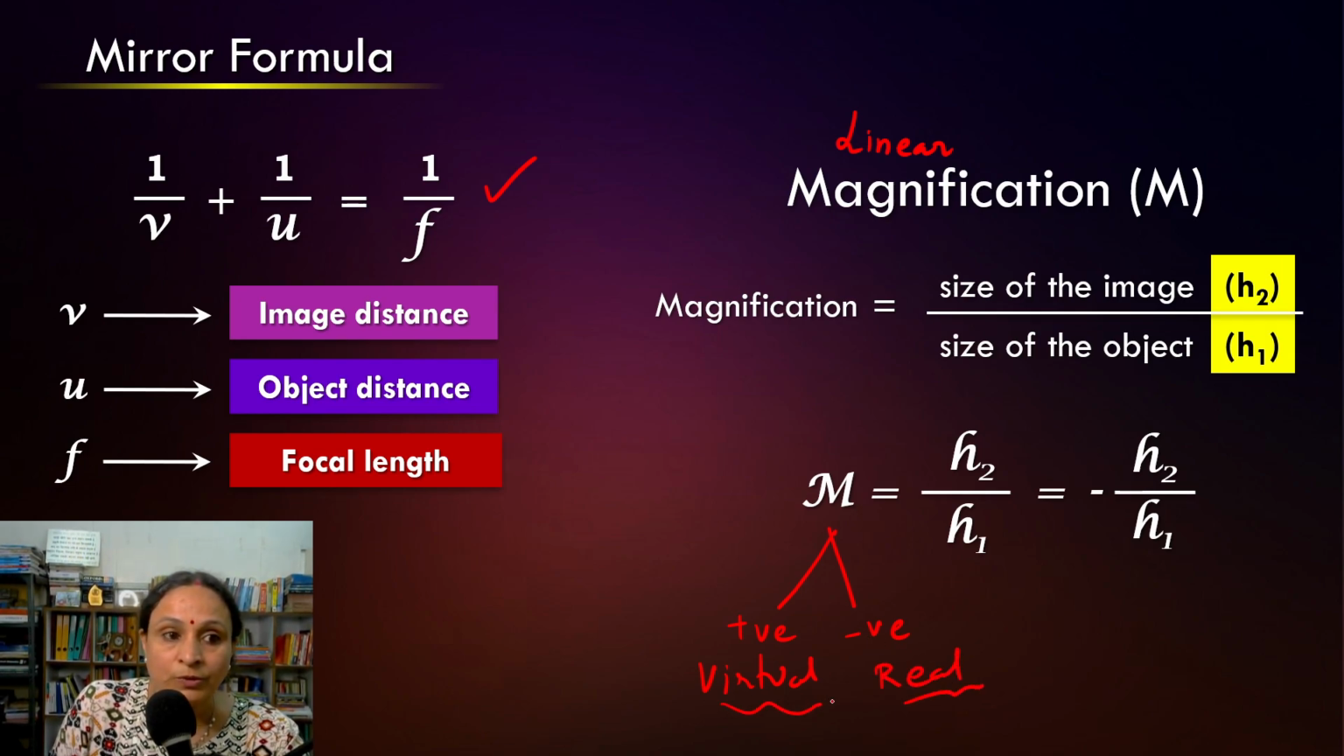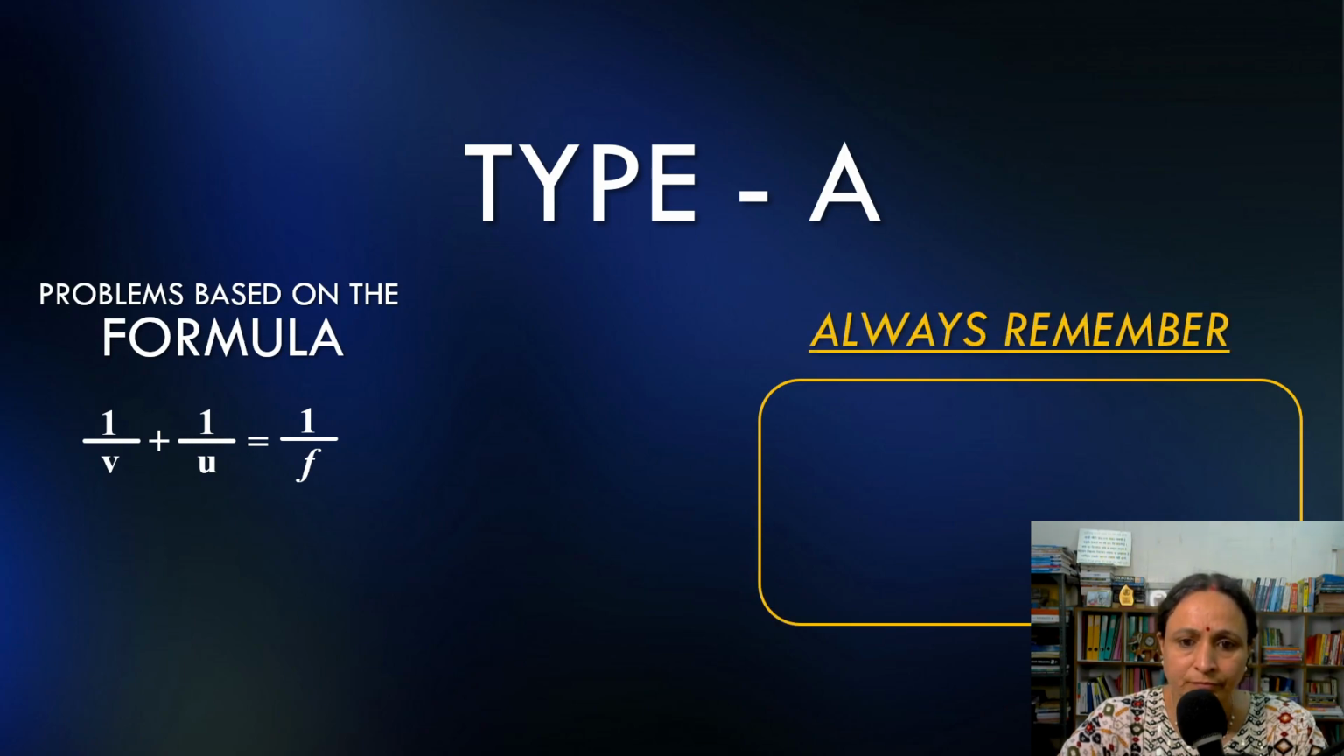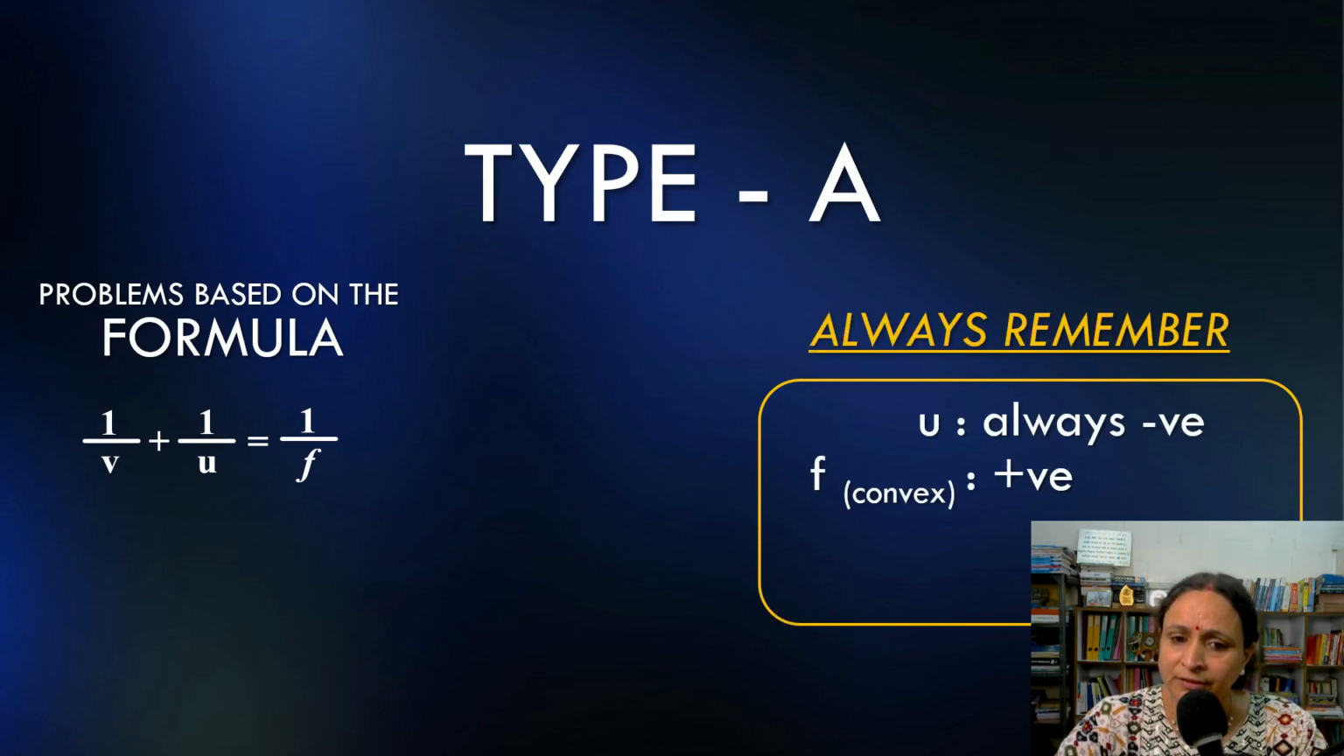Okay, now using the mirror formula and the formula for the magnification, we are going to do some numericals. Okay, the questions of type A, problems which are based on the formula 1 upon V plus 1 upon U is equal to 1 upon F. Always remember, U is always to be taken as negative.